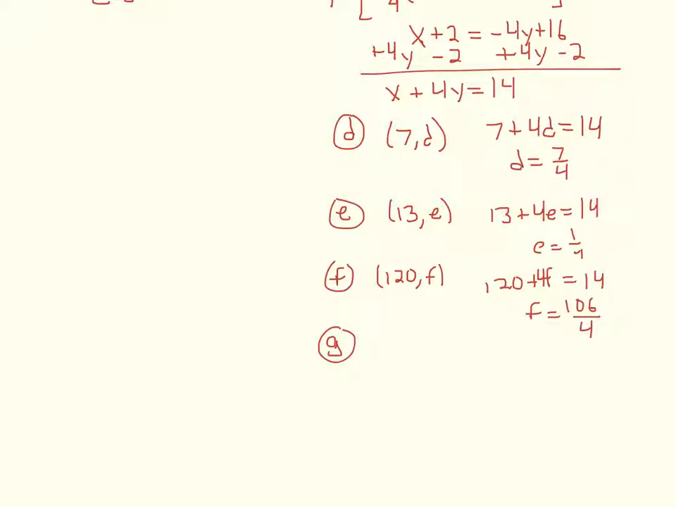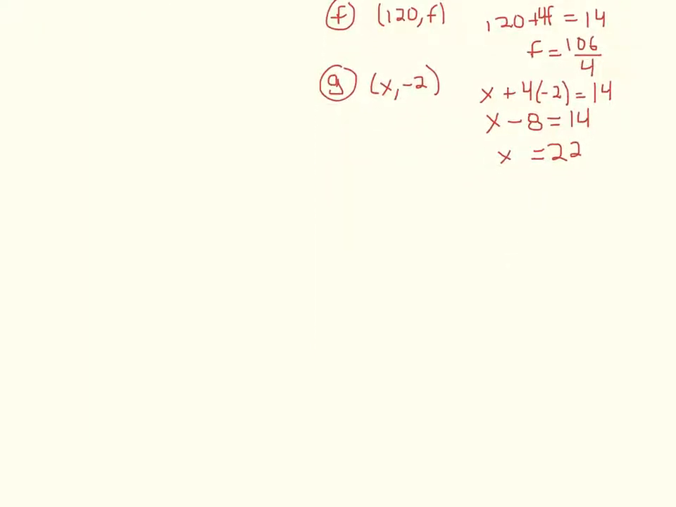Okay, so G is x comma negative 2. So we can do x plus 4 times negative 2 is equal to 14, or x minus 8 is equal to 14, and so x must be 22. And so H and I are very similar to that, so I'm going to just skip those two, and we're going to jump down to point J, which looks a little bit more complicated, but is not so bad either.